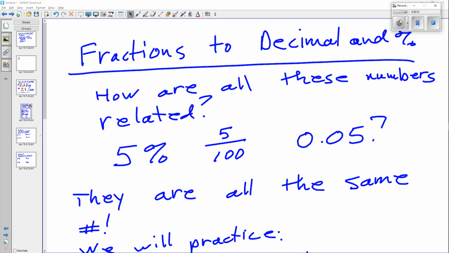Working with fractions, decimals, and percent. Now, let's take a look at this problem. How are all these numbers related? When we take a look at 5%, 5 out of 100, and 0.05, mathematically speaking, they are all the same. They are equal. Okay?